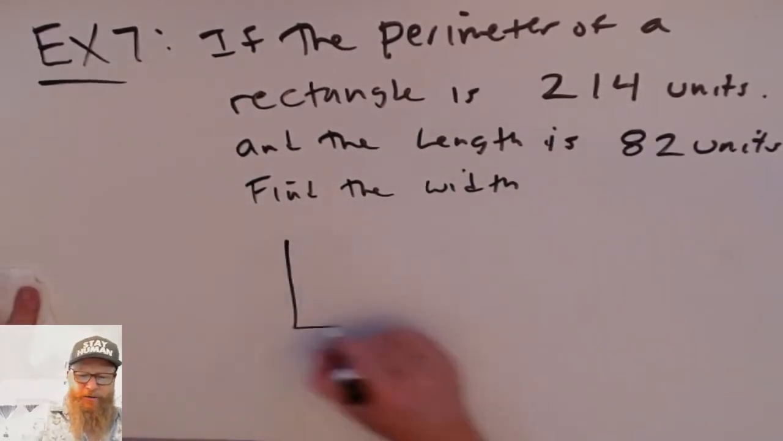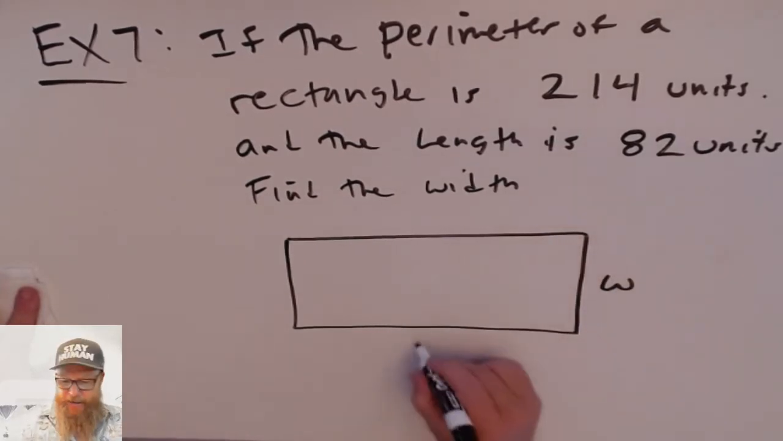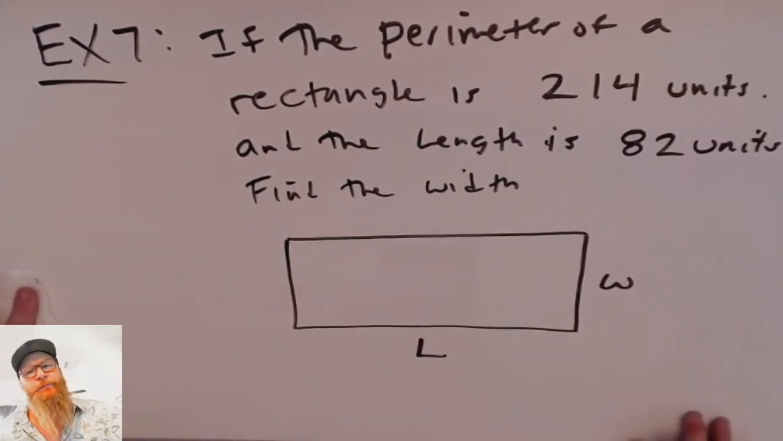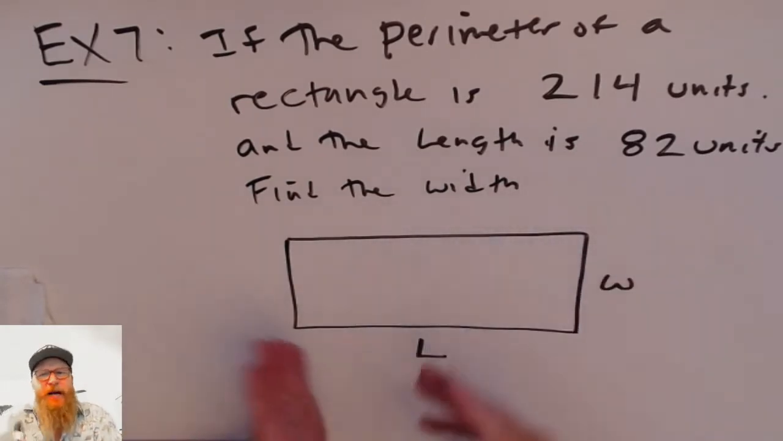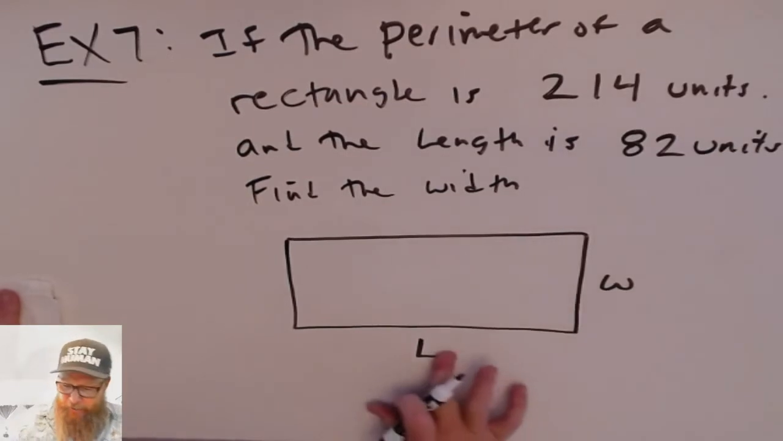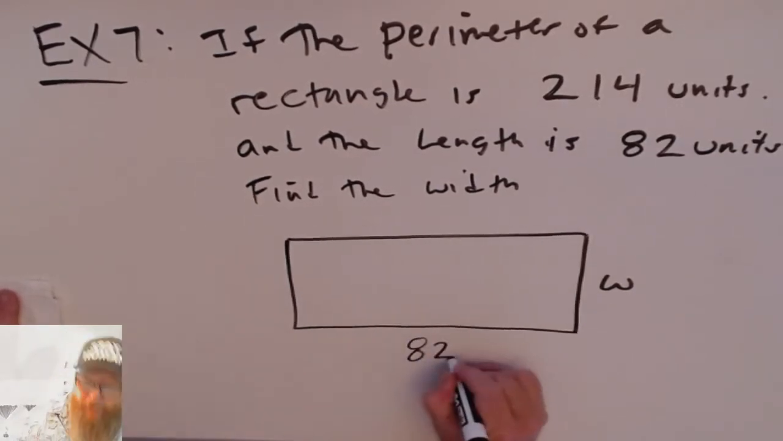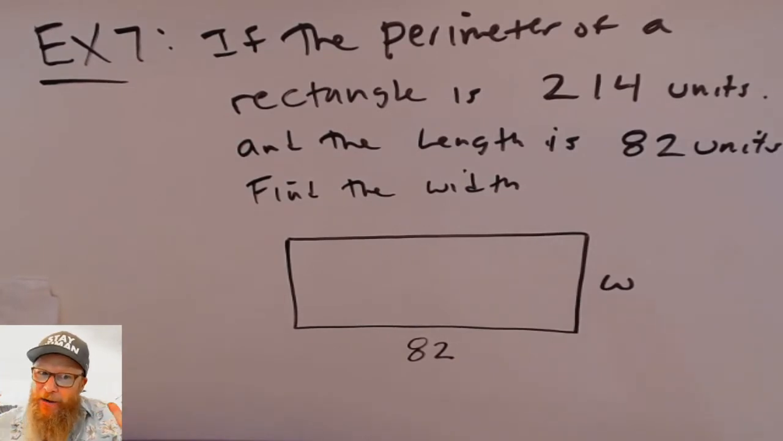So you might want to look at a picture here. So you have a W and L. Now, if I turn it up right, then I would say W would be this side and L would be the other side. It really doesn't matter. I know the length is 82, so I'm just going to get rid of the letter L. I'll give you a hint. We should never have more than one letter in a problem. Not in this class, or at least not yet. Not in this chapter.